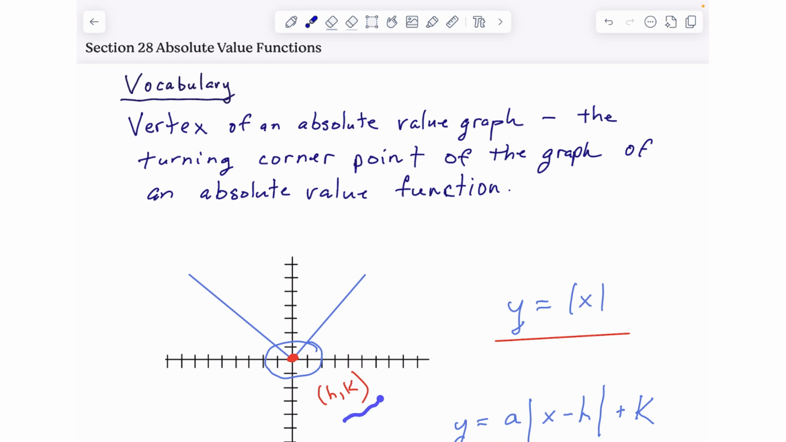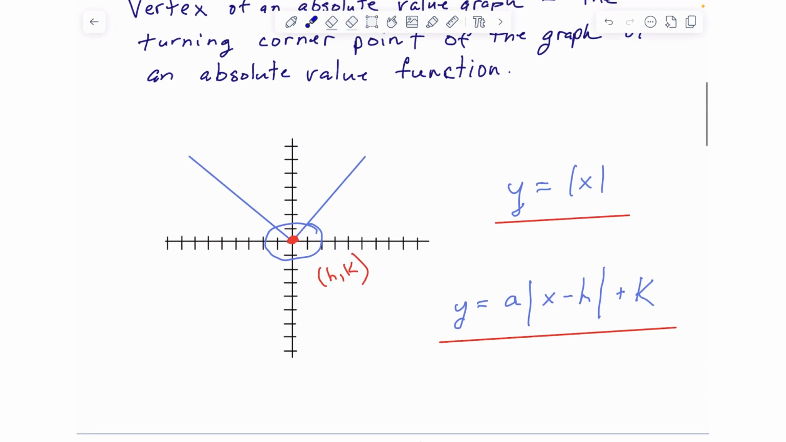And it's notated with 2 points called H, K. And those points are found in this equation right here. There's your H and there's your K. But now, one thing to be aware of with the H and K: notice this right here. This changes things a little bit. People make this mistake all the time.